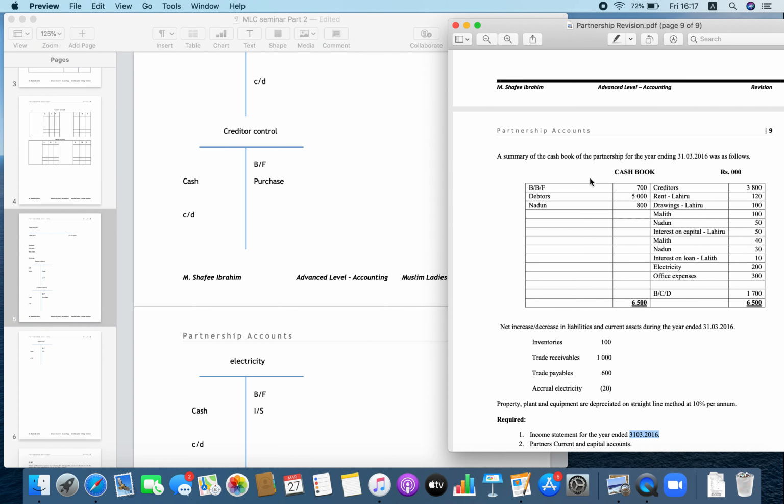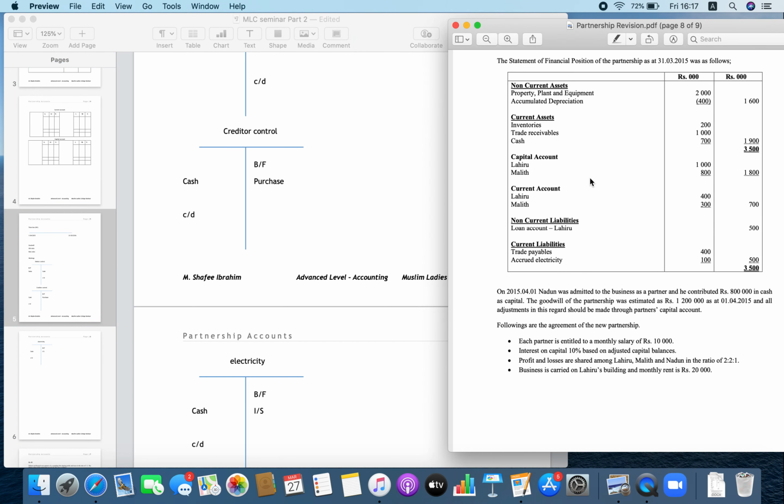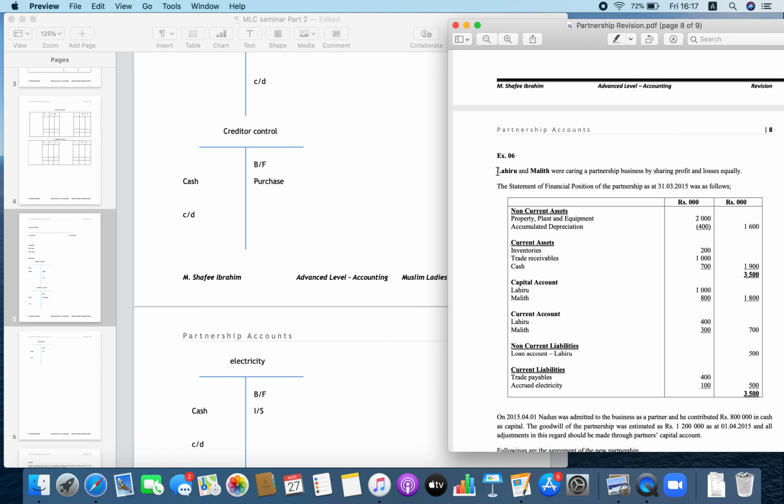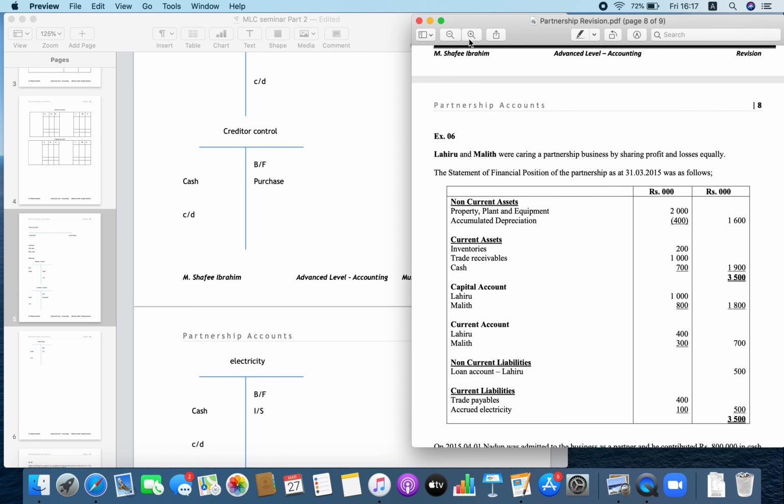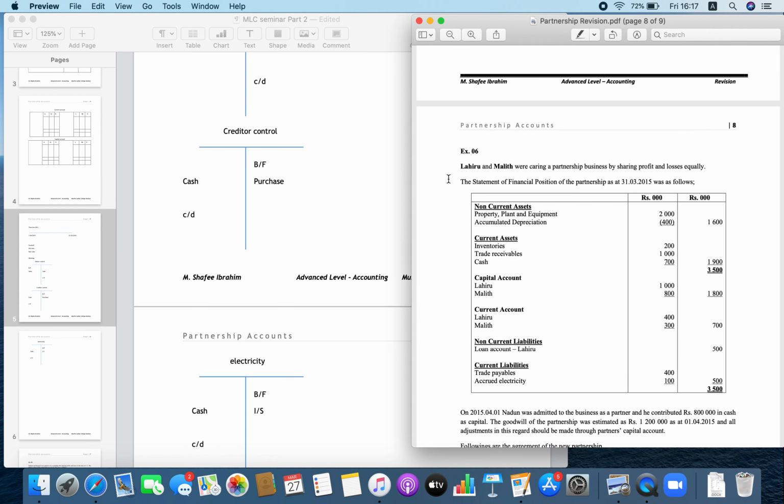Right, so guys, let's start off. Number 1, Lahiru and Malit. I hope all can see the screen. Lahiru and Malit were carrying on a partnership sharing profit and losses equally. So please note down in your tute, this is the old ratio, 1:1. The statement of financial position as at 31st of March. In your tute, underline this date and mark this as opening balances.